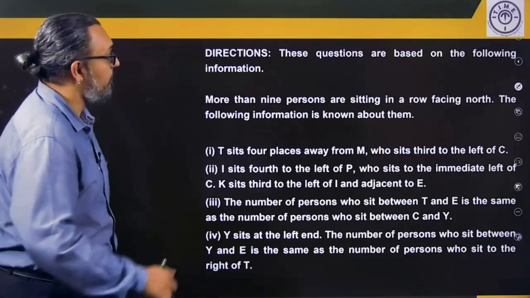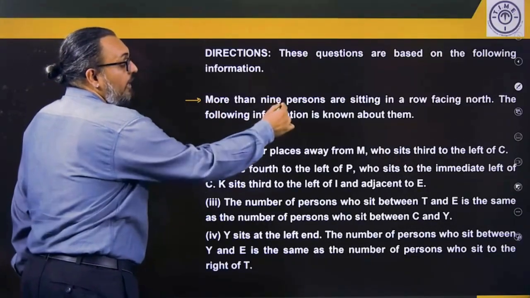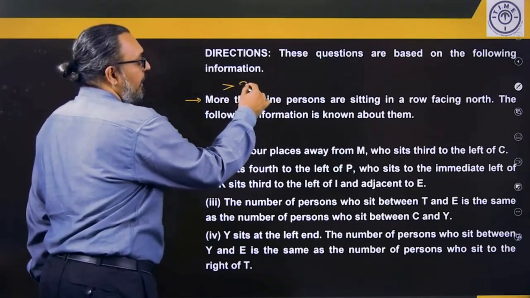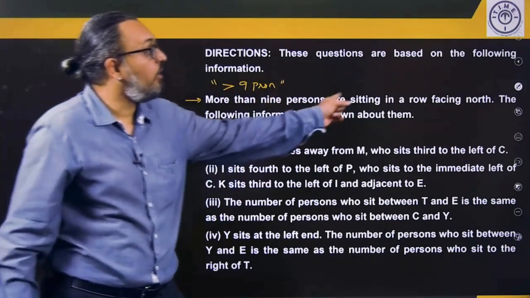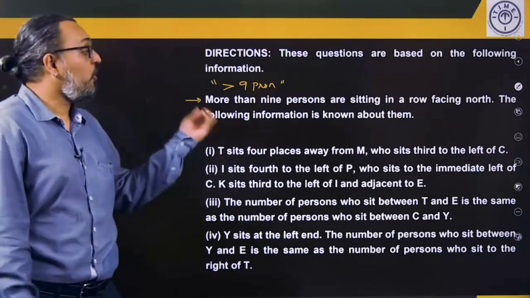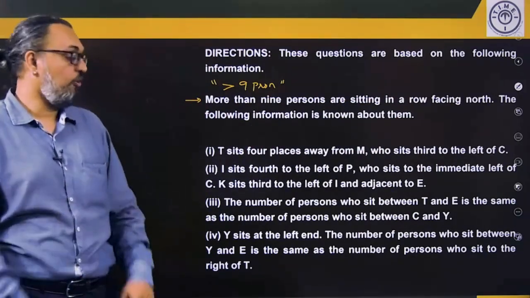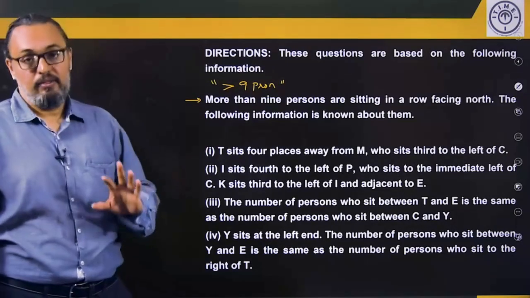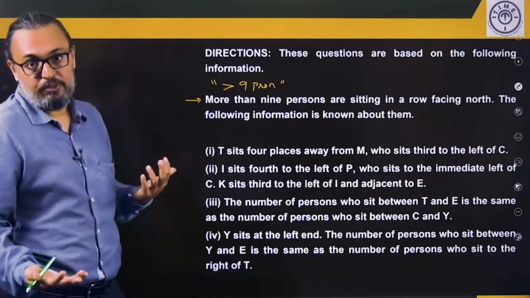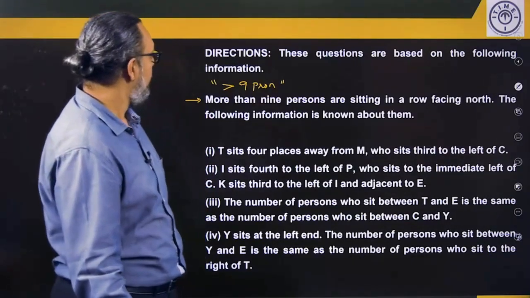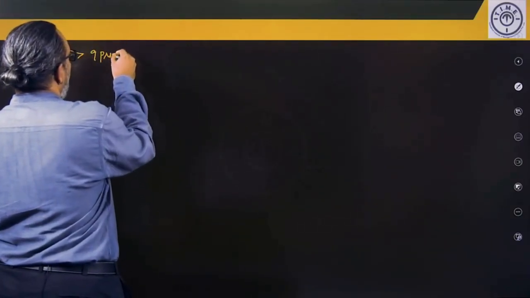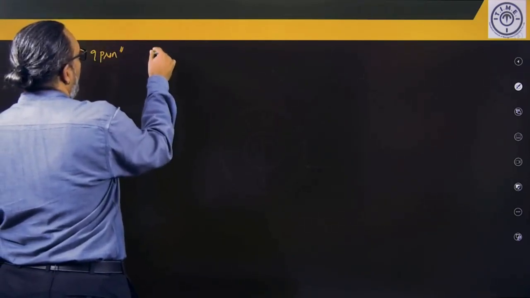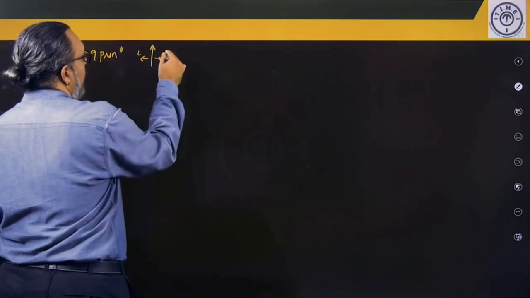Now, next, check this. It says more than 9 persons, which means greater than 9 persons, are sitting in a row facing north. The following information is known. Because the exact number of persons is not known to us, we need to take them based on the given conditions as we develop the arrangement. So, here more than 9 persons, I will write it here, and they all are facing north. So, north facing, our left is the left and our right is the right for those persons.